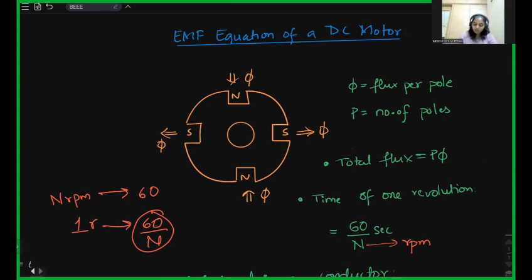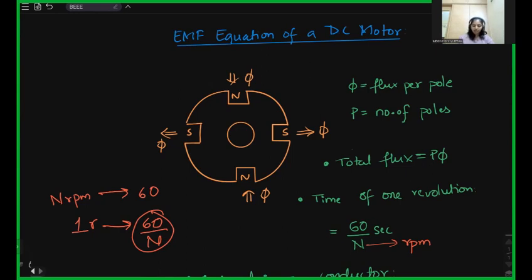So let's start with phi, which is flux, as we have seen before. So flux per pole. What does this mean? This is a DC motor, and as you can see, there are four poles in this case. In real cases, there are more than four poles. So four poles, and there is flux at each pole. And the total flux is, in this case, P into phi, because we'll be considering the number of poles also.